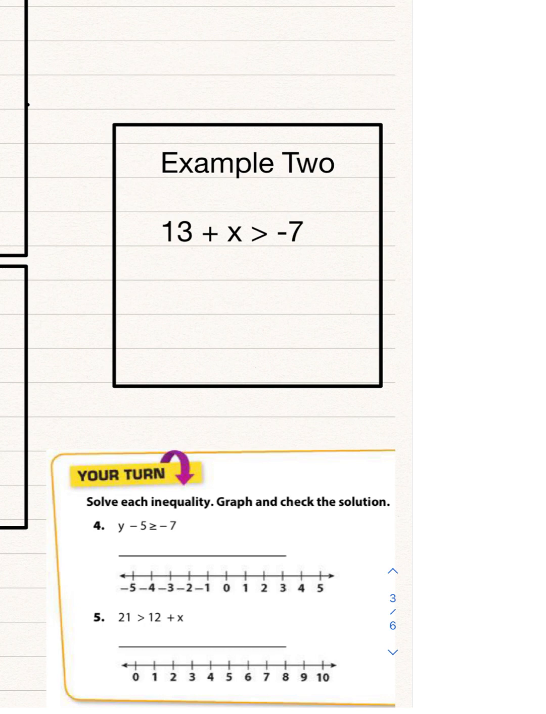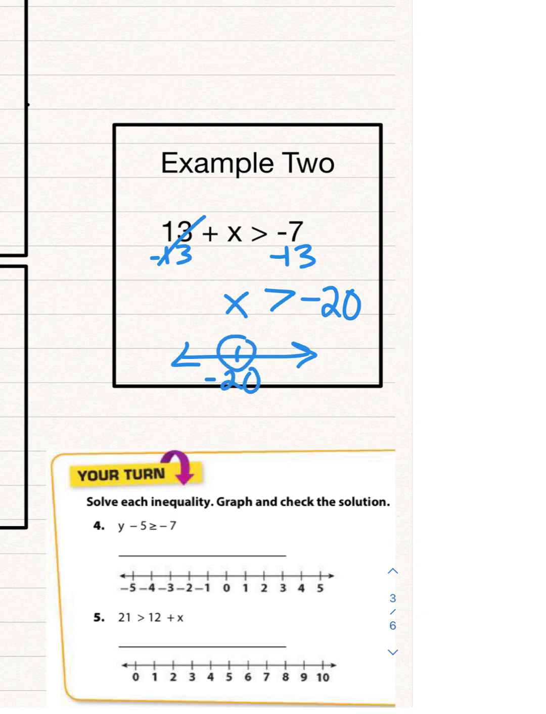All right, example 2 says 13 plus x is greater than -7. Again, to undo addition, we're going to subtract. So we're going to subtract 13 from both sides. And we have x is greater than -20. So if we put that on a number line, we have -20. I represent a greater than symbol with an open circle because it does not include -20. And the arrow goes to the right.